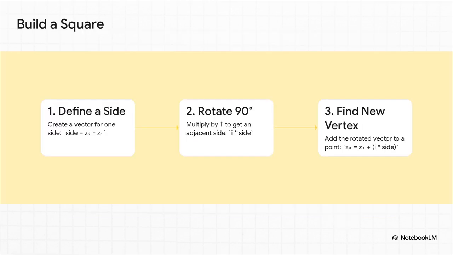I mean, check this out. How would you build a square? It's almost like a recipe. First, you define one side as the vector between 2 points. Step 2, you need the next side, right? Well, just rotate that first vector 90 degrees. How? By multiplying it by i. Then you just add that new side to your starting point, and there's your third corner. It's construction by pure rotation.